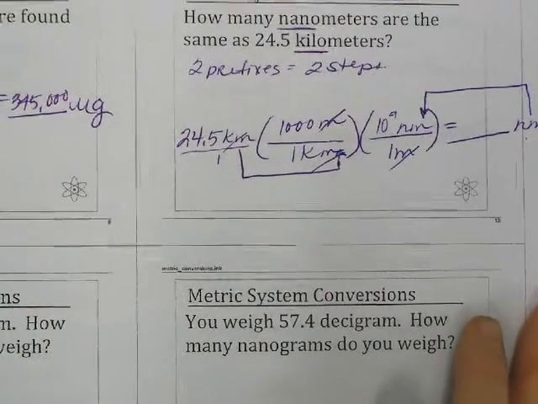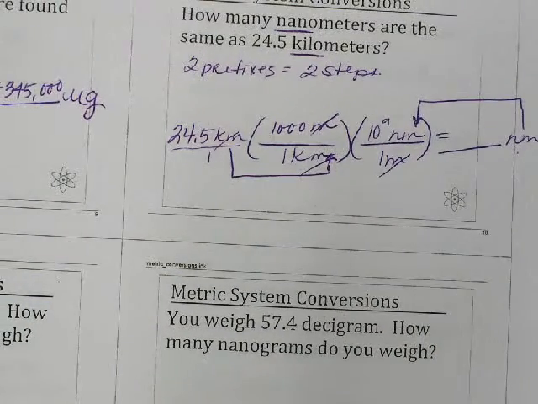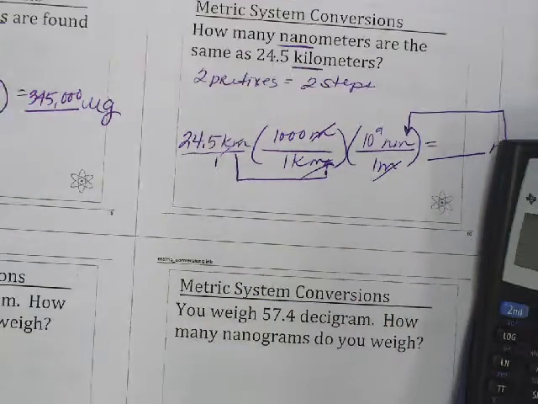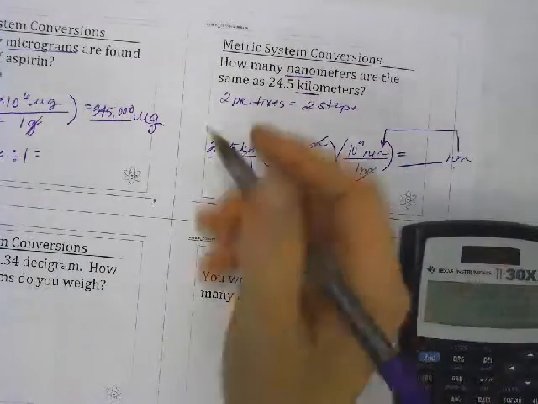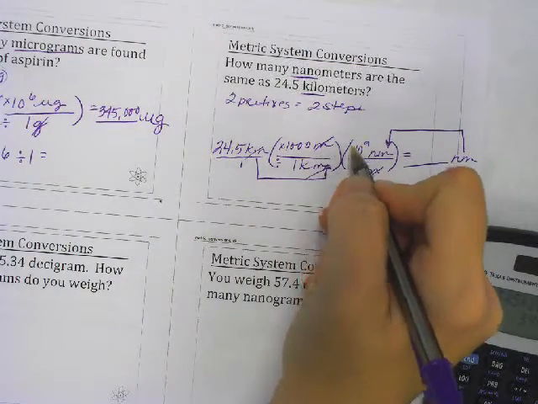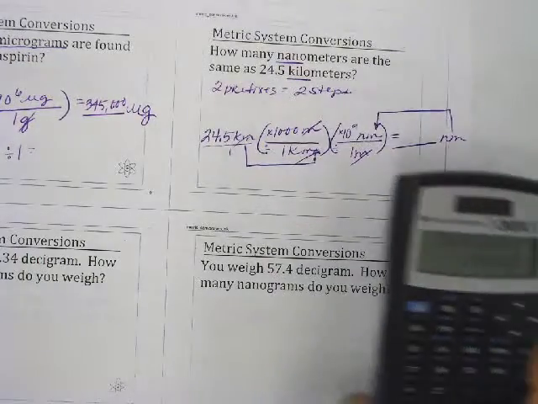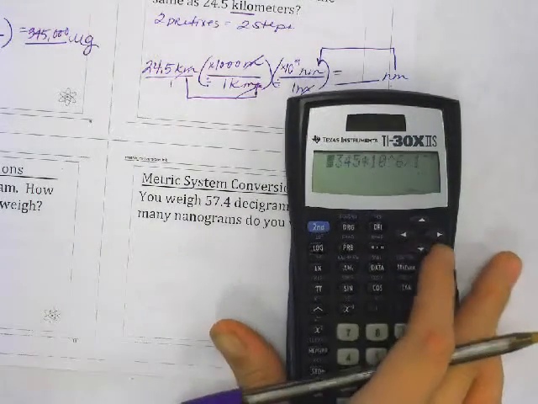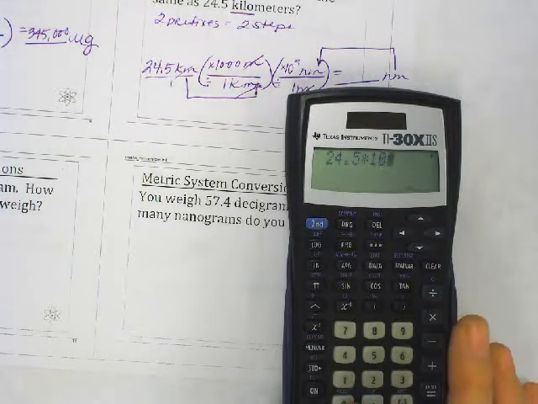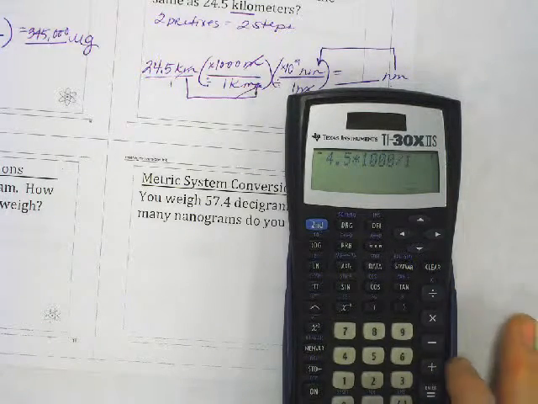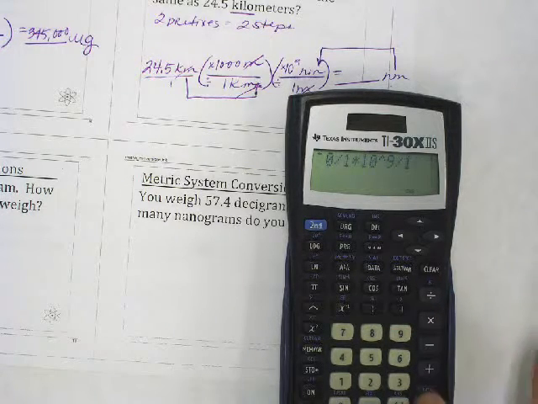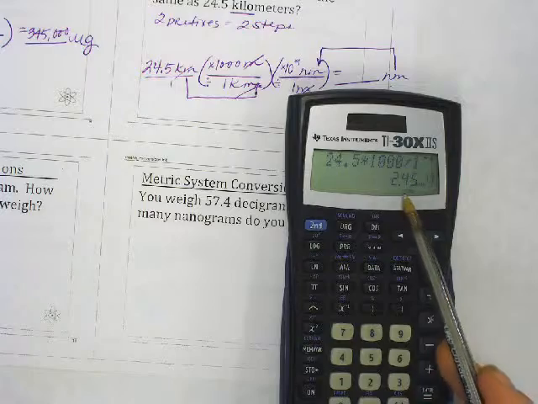Now that I have it all written in, I can type that in on my calculator. It doesn't matter that there's two steps. You're still going to take the top multiplied and the bottom divided. So I'm going to multiply by the top, divide by the bottom. Then I'm going to go on to the next one, multiply by the top, divide by the bottom. So on my calculator, I'm going to do 24.5 times 1,000 divided by 1 times 10 to the 9th divided by 1. And that's going to give me a really big number of 2.45 times 10 to the 13th.